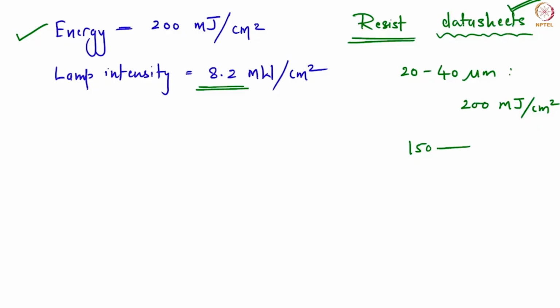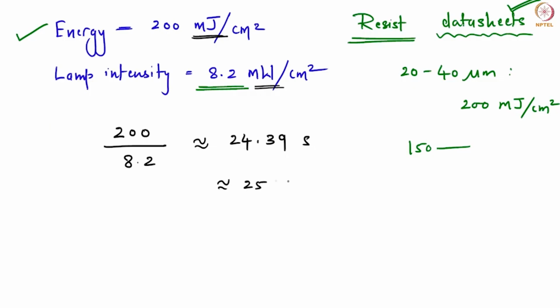Okay, so if these are the two values and you need to calculate what is the exposure time, well, since everything is given nicely in the same type of units, in centimeters square and also millijoule, milliwatt, all you need to do is divide your energy by the intensity of your lamp. That's all. So basically this comes out to be something like 24.39 seconds. So since you cannot expose for 24.39, you will expose it for 25 seconds.